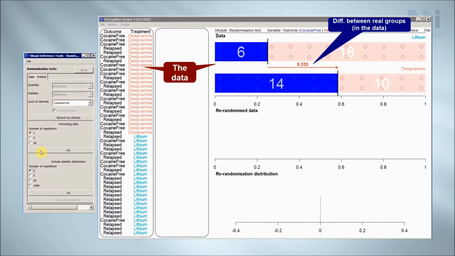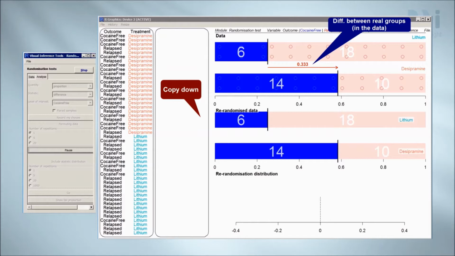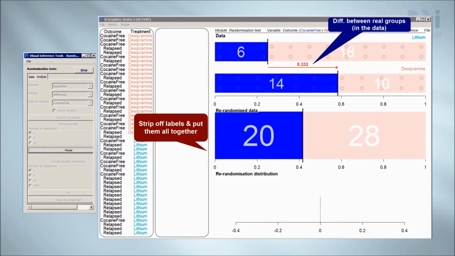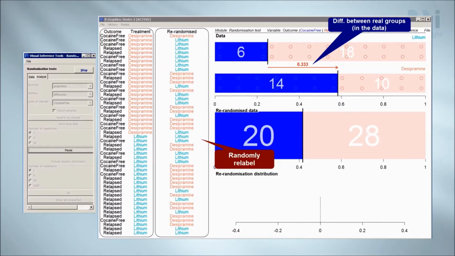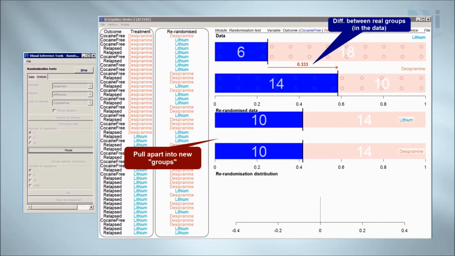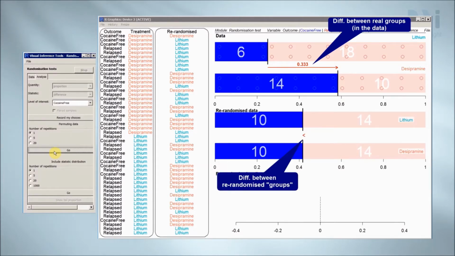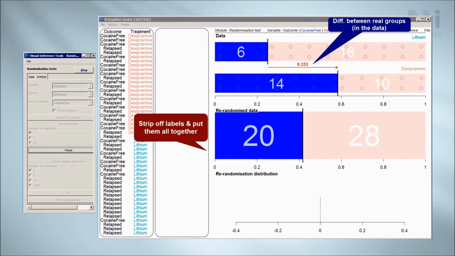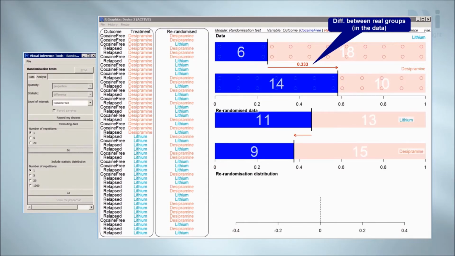Let's set off the animation. Here we're using a different form of graph at the top, segmented bars instead of dot plots. But apart from that, everything we'll see is exactly as it was for means. Here we're copying everyone down into the middle panel, stripping off the group labels and putting them together. Now we're randomly relabeling them, pulling them apart into their new groups. Here we can compare the real difference, at the top, to the difference from the first re-randomisation, middle. The difference from the first randomisation is actually 0. Let's do it again. The difference in the second re-randomisation is still much smaller than the one from the data.